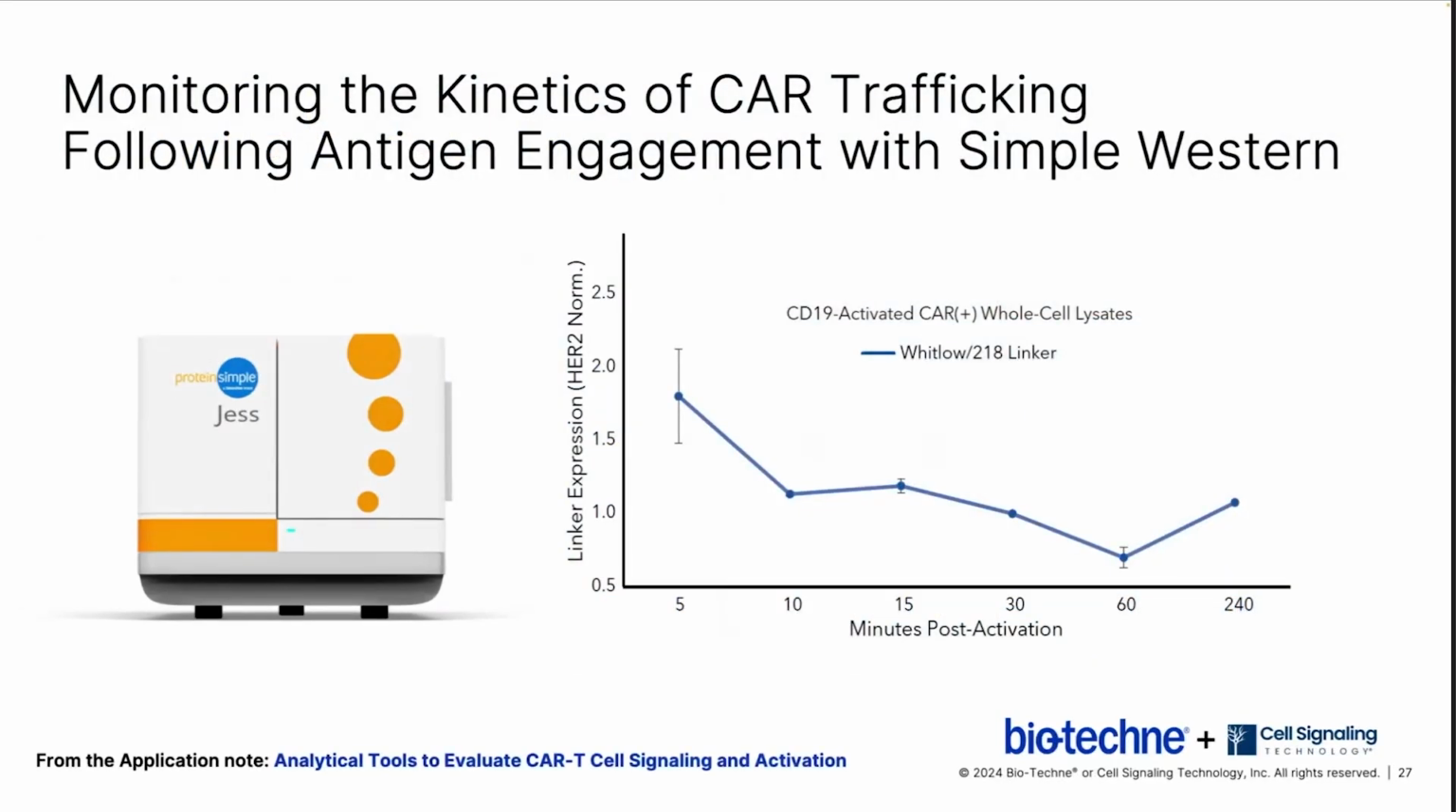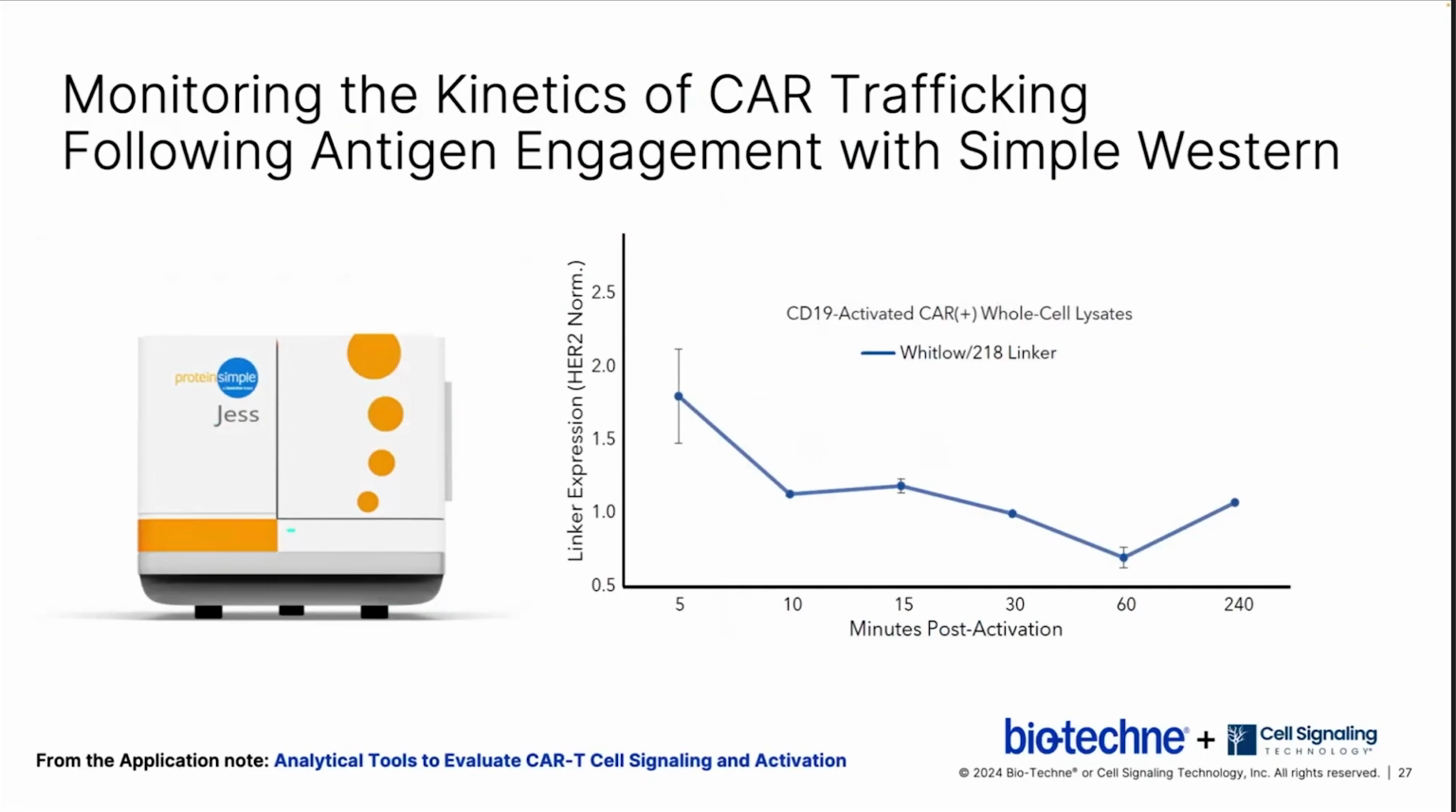Thanks for introducing Simple Western, Chris. We first used Simple Western to see if we could detect the Whitlow linker within the CD19 CAR in the time course samples, even though this antibody does not work well on traditional Western blot. Our reasoning for this was that the better sensitivity of Simple Western versus traditional Western might allow us to detect the linker in cell lysates. Shown on the right, we indeed could detect the linker and noted a similar time course pattern to the flow data I just showed, with one notable exception.